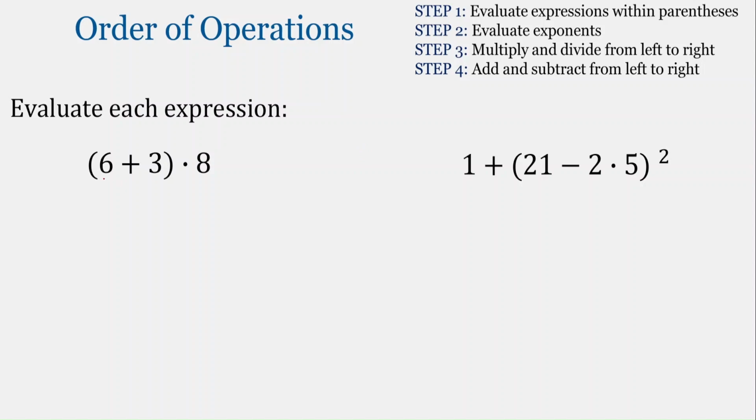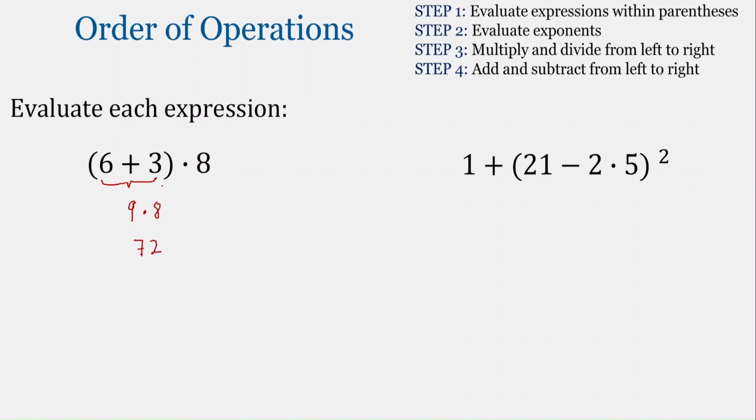Let's look at this one here. So we have the quantity 6 plus 3, and then times 8. So again, we have a set of parentheses. We have a grouping. We're going to do this operation first. 6 plus 3, that's 9 times 8. We have no exponents. Then multiply and divide from left to right. Well, 9 times 8 is 72. And that completes the problem. We have simplified, we've evaluated that expression.